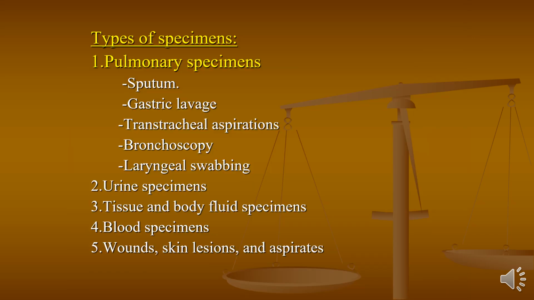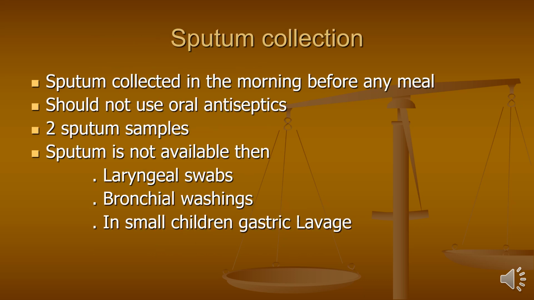So now comes the sample collection. In pulmonary conditions, you can collect gastric lavage, transtracheal aspirate, bronchoscopy, and laryngeal rubbing samples. For extrapulmonary, you can choose urine samples, tissue biopsies, body fluids, blood specimens, wounds, and aspirates. So the sample collection depends upon the site of infection.